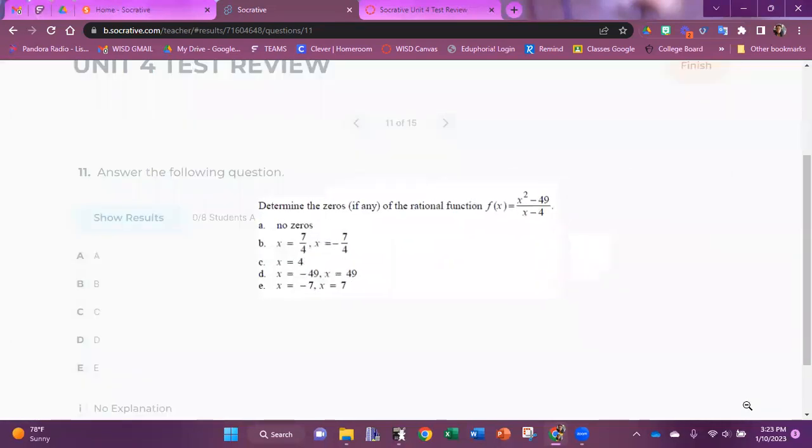All right. Find the zeros. What part of the function helps you find the zeros? No. What part of the function helps you find the zeros? Your x-intercept, your roots. What part of the function helps you find that? Your denominator helps you find what? So obviously it's not that one.